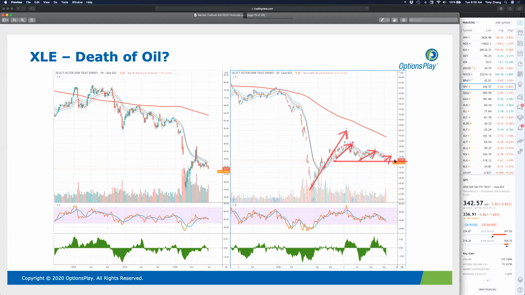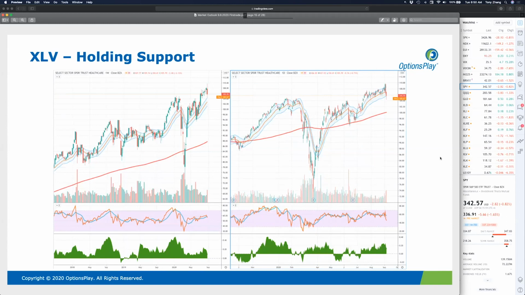And this 34 level here is a support level. A break below that really puts energy into a really bad space, into the low 30s, high 20s. And that's what I'm seeing here for energy. Energy dying a slow death. Watch that support level. A break below that support level, I think, will bring some further downside.